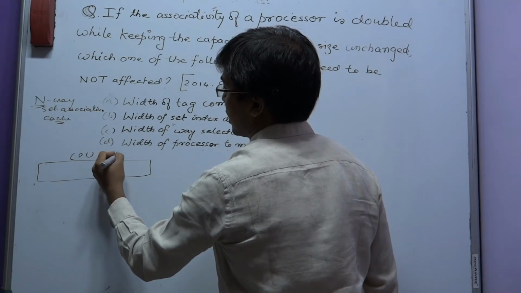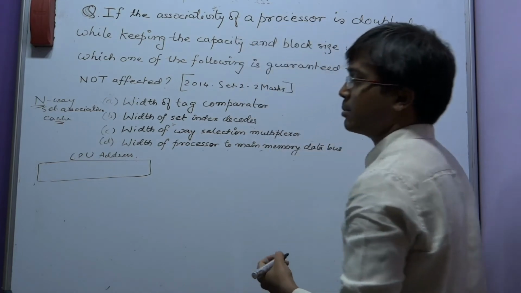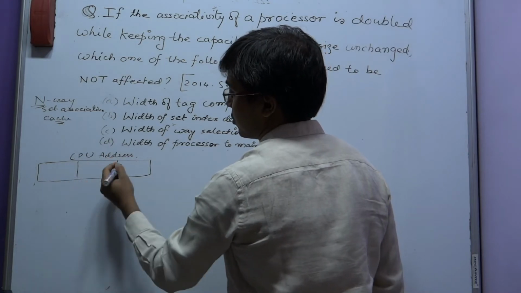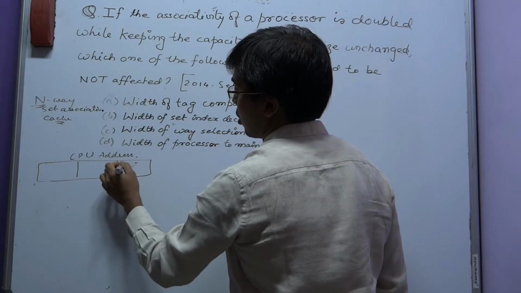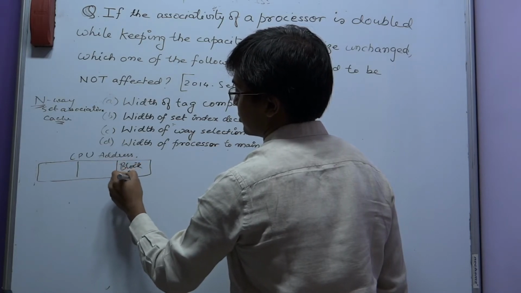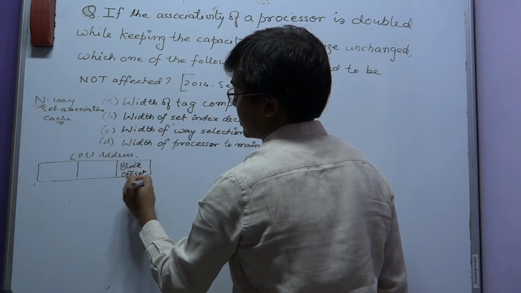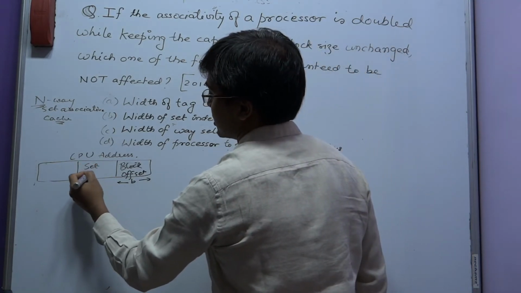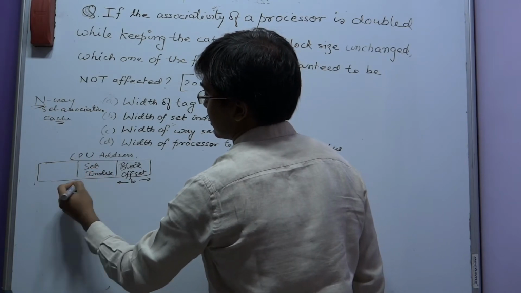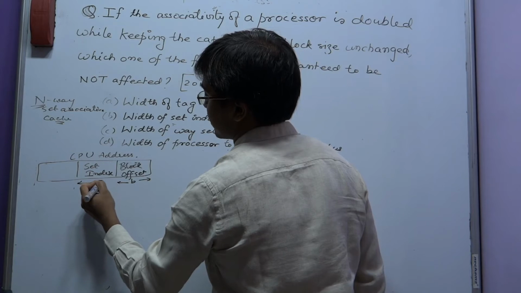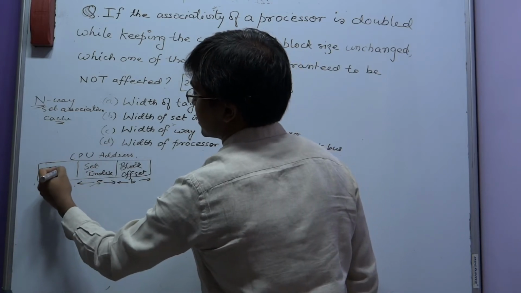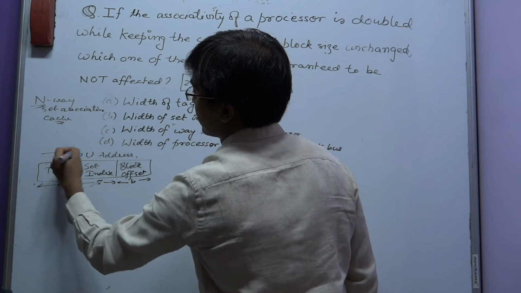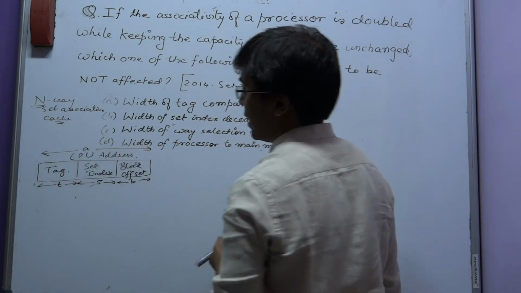If this rectangle represents the CPU address, it can be divided into 3 fields. The first is known as block offset, and let us designate its width with small b. The next set of bits is known as set index, designated with small s. The remaining bits are known as tag bits, designated with small t, and let the width of the CPU address be designated with small a.